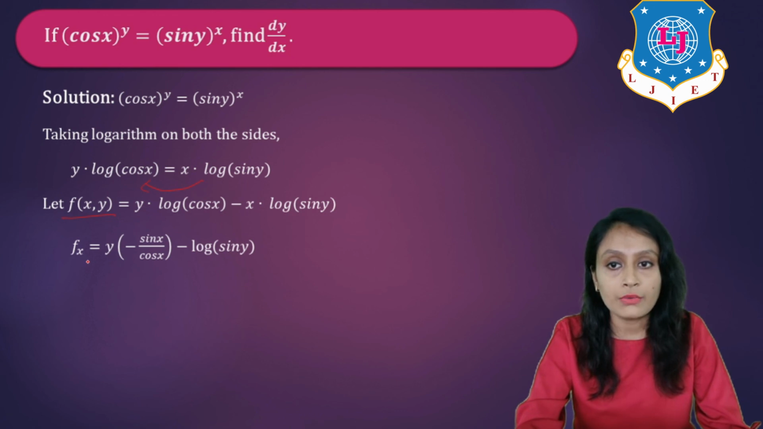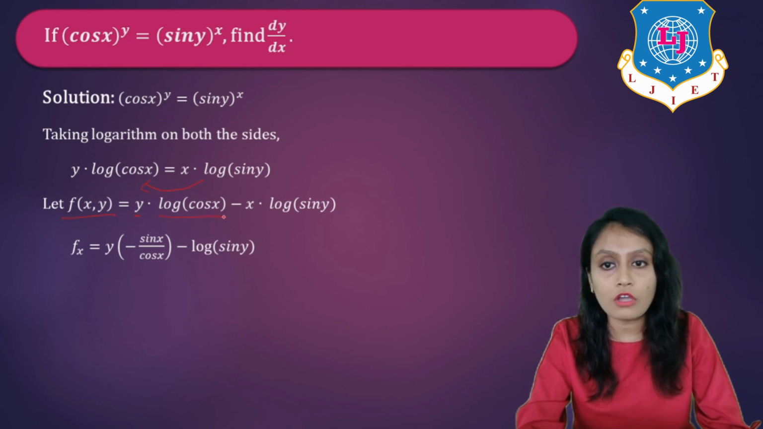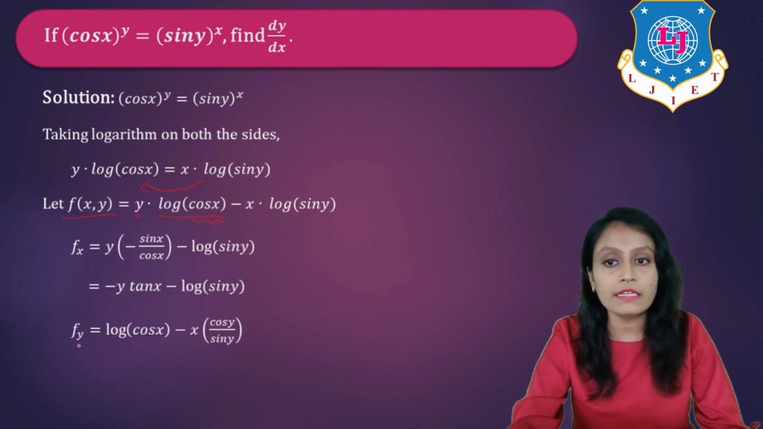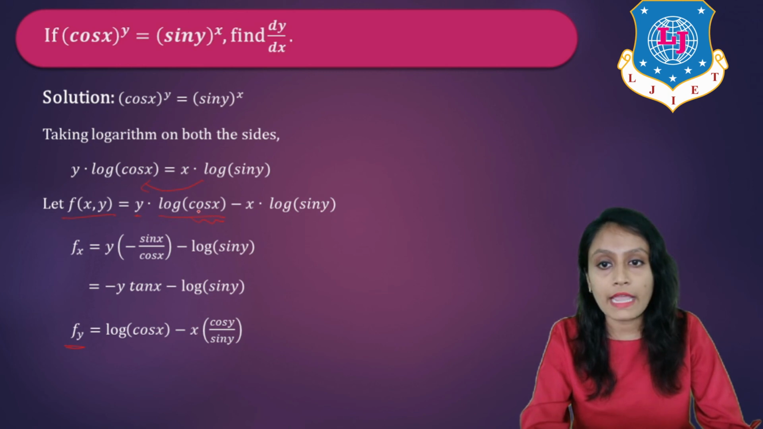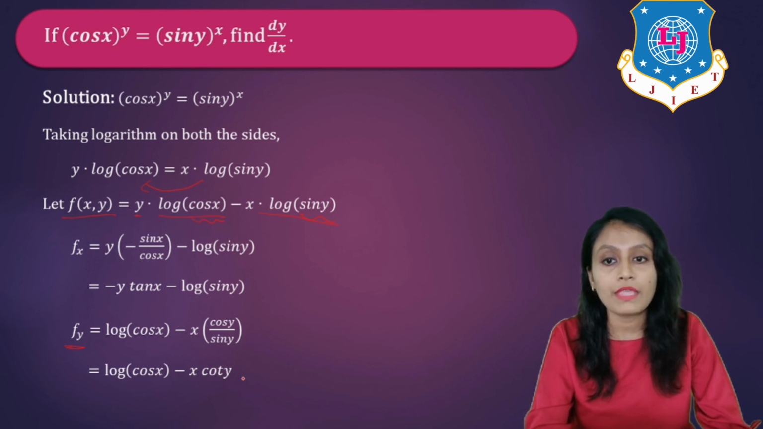Now we will find fx, that is the derivative of f with respect to x keeping y constant, so y stays as it is. The derivative of log cos x is 1 upon cos x into the derivative of cos x, that is minus sin x, minus the derivative of x which is 1, and log sin y is constant. Simplifying, you will get minus y tan x minus log sin y. Next we will find fy, the derivative of f with respect to y keeping x constant. So log cos x as it is, the derivative of y is 1, minus x as it is, the derivative of log sin y is 1 upon sin y into the derivative of sin y, that is cos y. Simplifying, you will get log cos x minus x cot y.